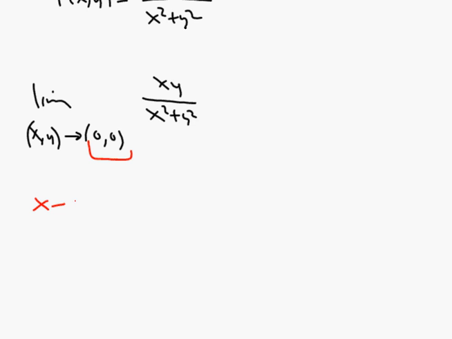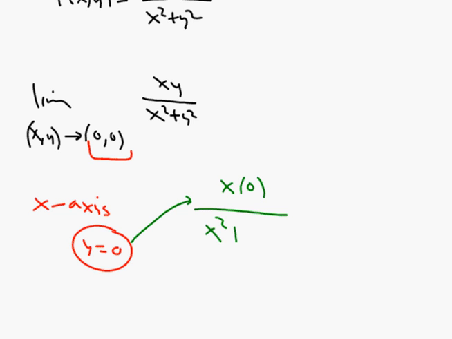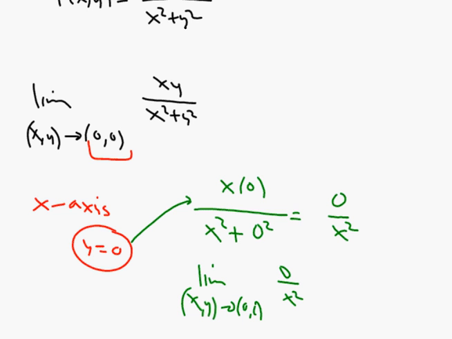Well, the x-axis goes through (0, 0). That has an equation y equals 0. So we can ask ourselves, what's the limit as we approach (0, 0) moving along the x-axis? It's the first limit we're going to do and see what happens. Okay? So we're moving along the x-axis. That really means y is 0. Our equation becomes x times 0 over x squared plus 0 squared, or 0 over x squared. Well, the limit as (x, y) goes to (0, 0) of 0 over x squared is 0.